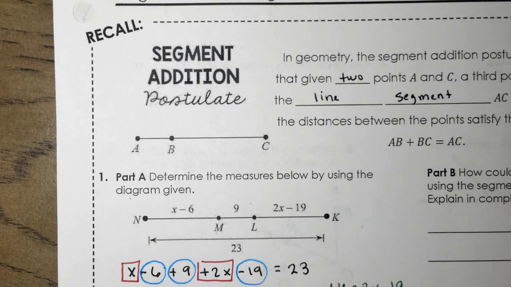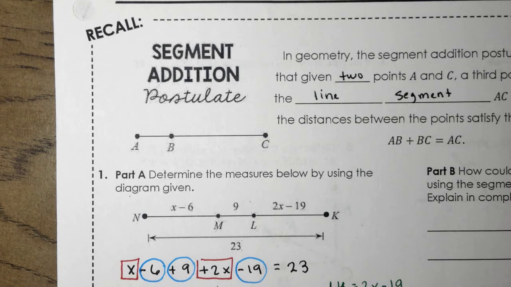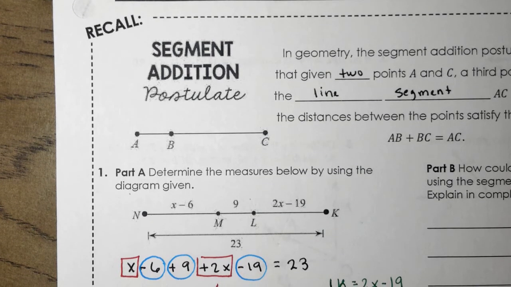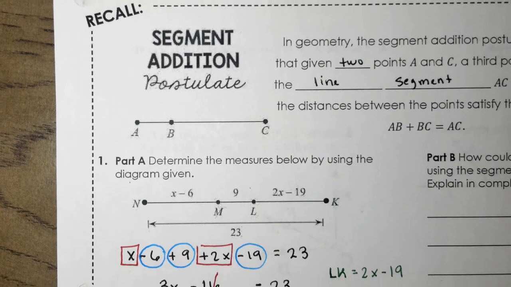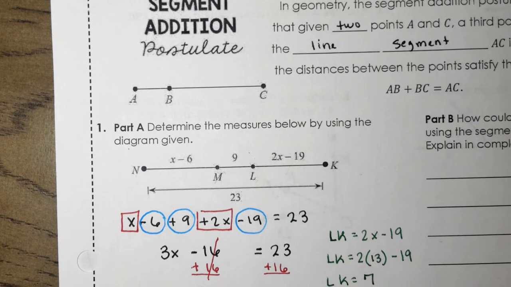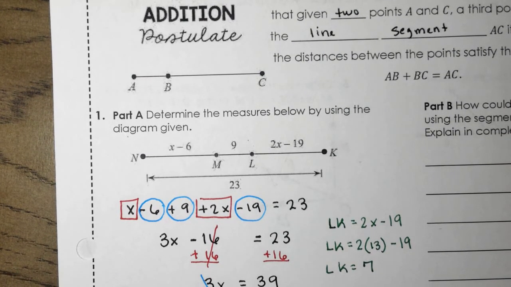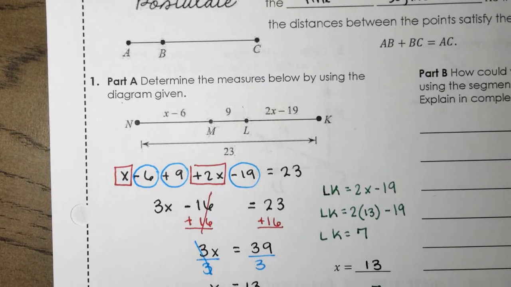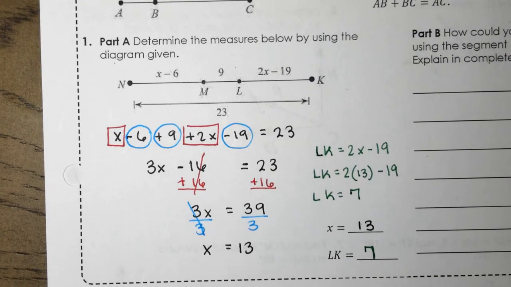Alright, so just a real quick recap. You should have started your equation like me with x minus 6 plus 9 plus 2x minus 19 equals 23. You see I boxed and grouped and circled my variables and my constants. And then after that, I combined like terms, got 3x minus 16 equals 23. Added 16 to both sides. And I got 3x equals 39, divided by 3. X equals 13. So for me, x equals 13.